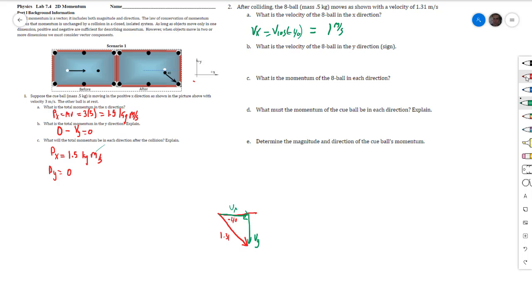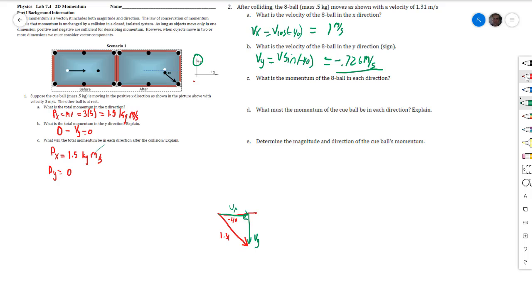And this is what is the velocity of the 8 ball in the y direction, including sine. And so I will do the velocity in y is v sine negative 40. And when I do that, I get 1.31 sine negative 40. And that gets me negative 0.726 meters per second. And it is negative because it is moving in the negative y direction, right? And I said positive if y is up.